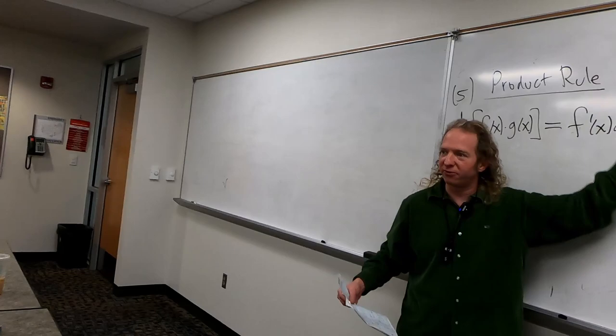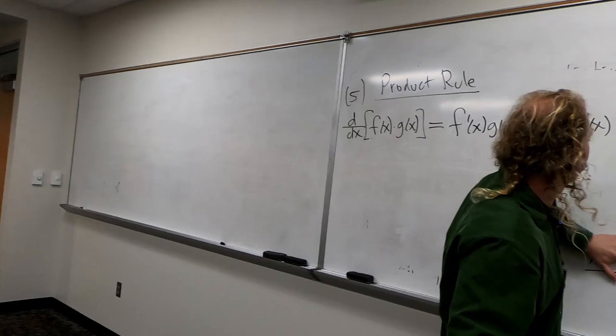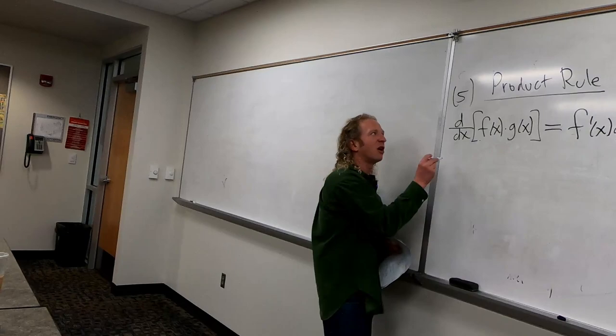All right, we'll come back to this in a little while and we'll do an example. I'm having a hard time coming up with one with what we know at this point. So the other rule is called the quotient rule, okay?